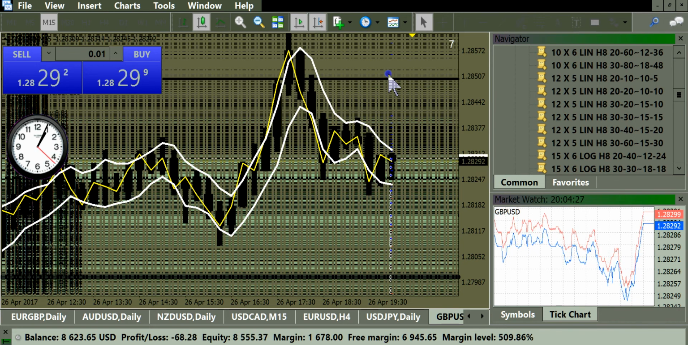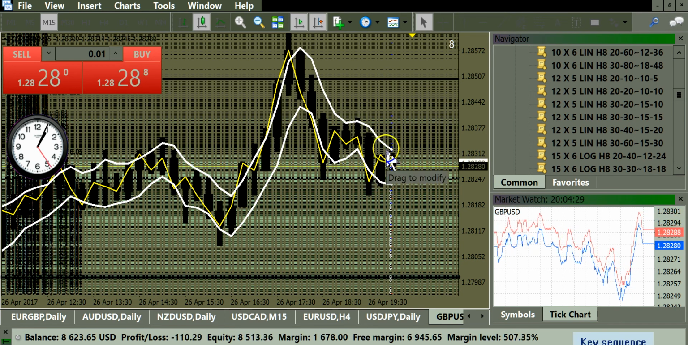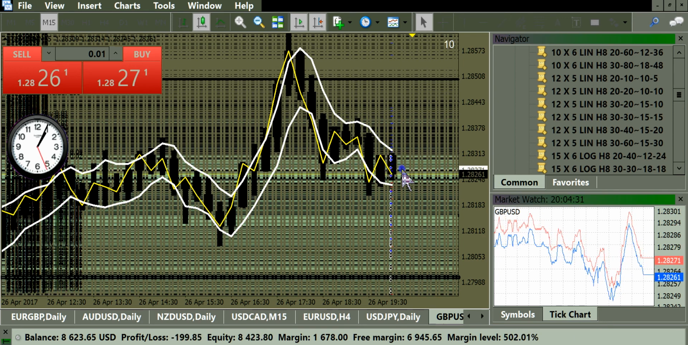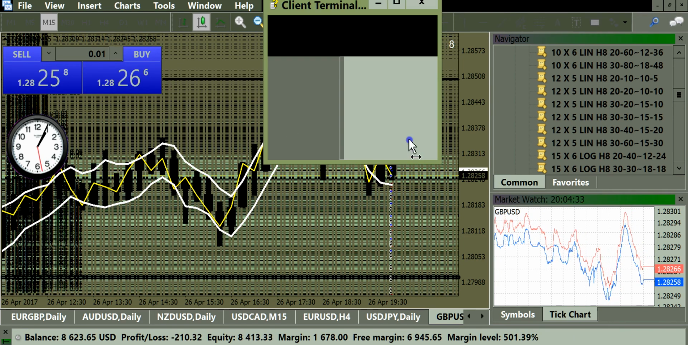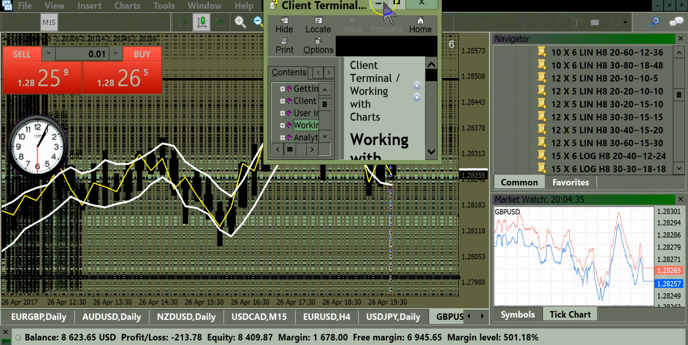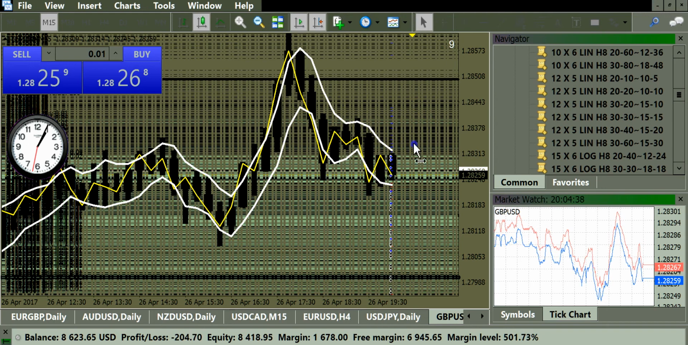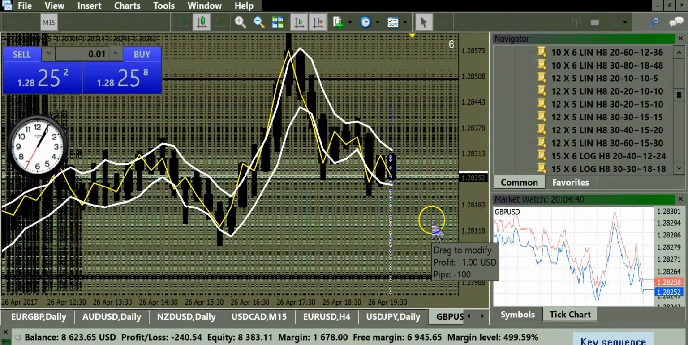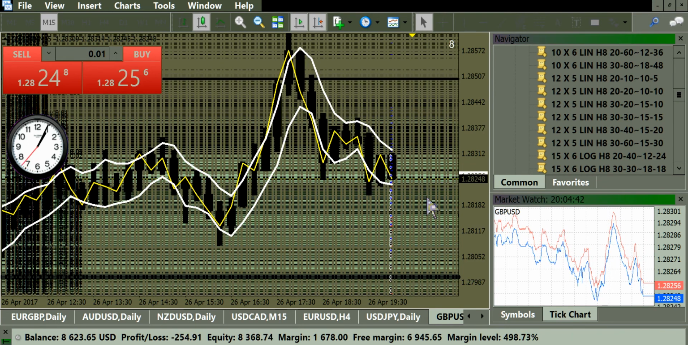Okay, here's the buy, right? So buy stops here. Buy limits getting very frisky here. Okay, wheels are coming off it here. Hit the wrong button. So now we're going to put in the buy stops.